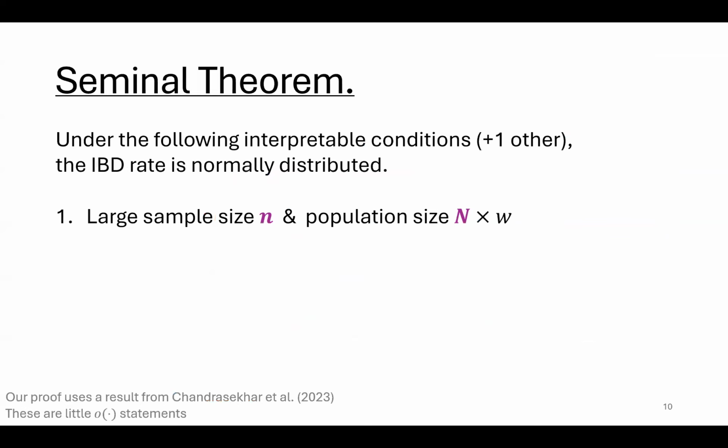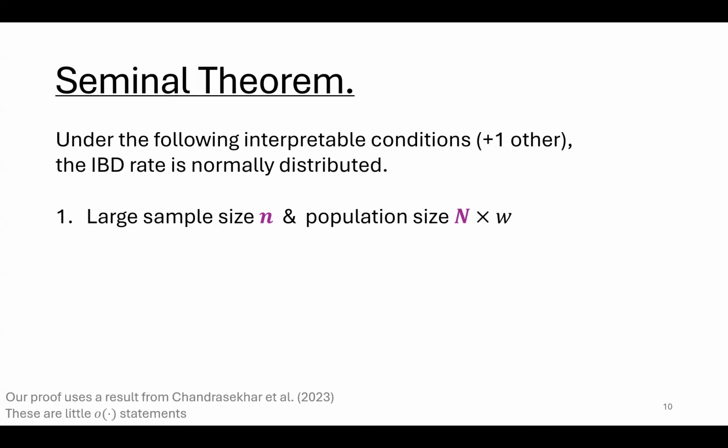Okay, here is slide 10. This is the most important slide of this talk, and we're going to go through this quite slowly. I call it the seminal theorem of the talk because everything I'm going to tell you henceforth is going to hinge on this and build upon this. So under the following interpretable conditions, the standardized identity by descent rate at a locus is standard normally distributed.